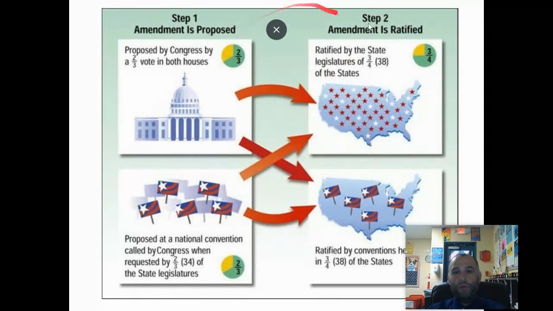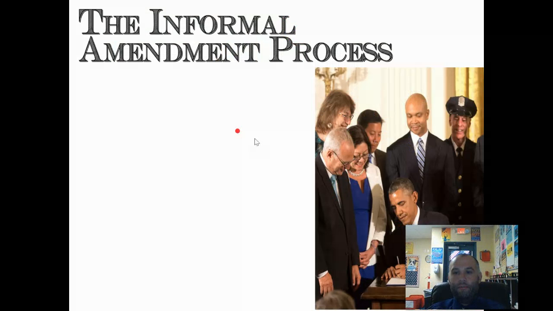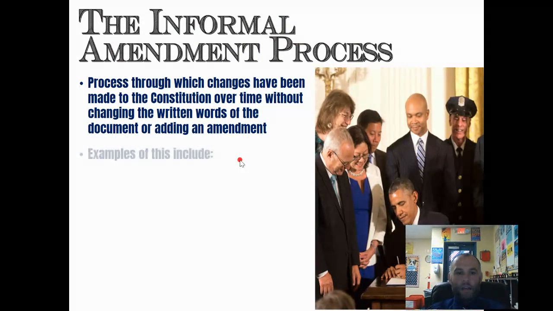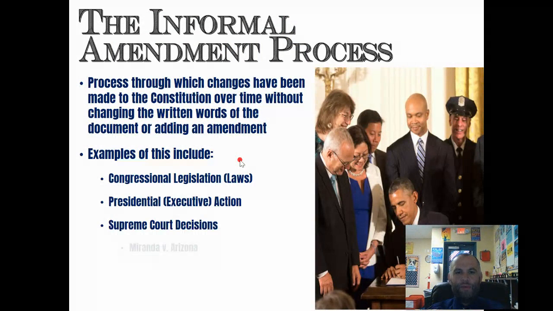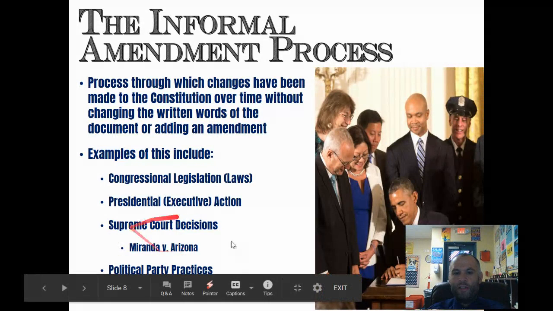So we have proposal and ratification. Okay, that's where we're going to stop the video. This slide is just talking about other ways we can get important things changed without a constitutional amendment, such as a Supreme Court decision, which gave us the right to have our rights read to us. That's not a constitutional amendment, but because of Miranda versus Arizona, we have that right. But we'll stop with the constitutional amendment process.